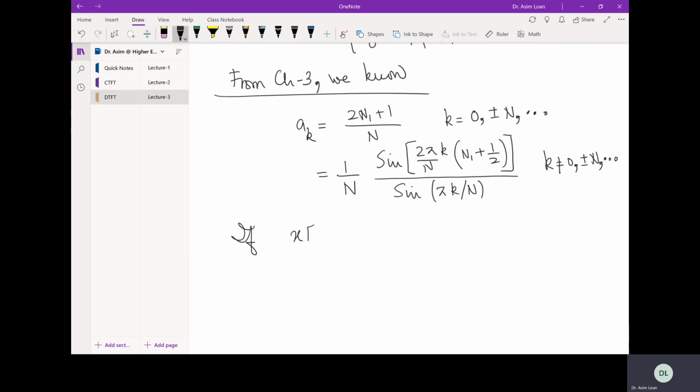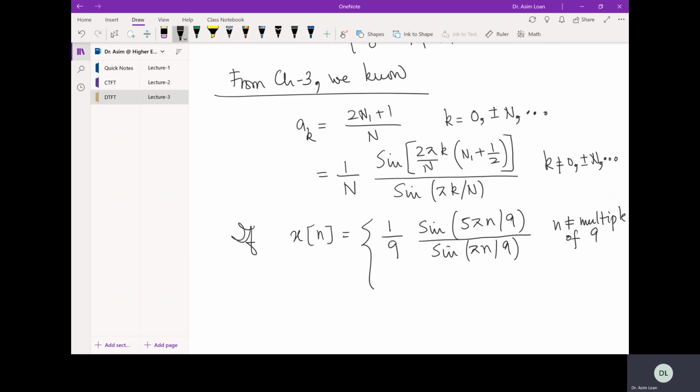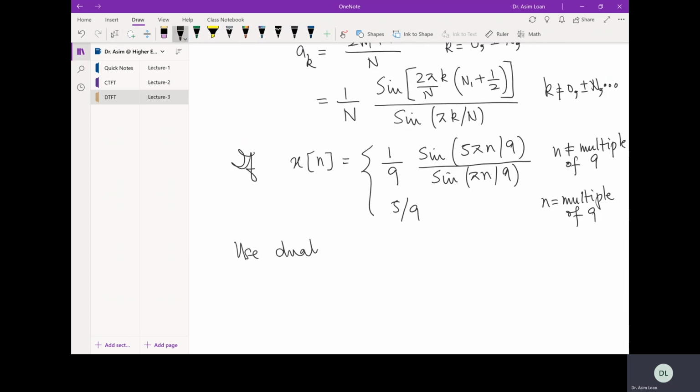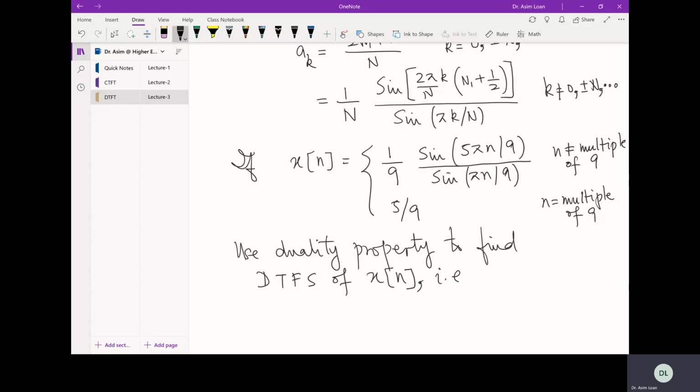So if x of n is 1 over 9 sine 5 pi n by 9 over sine pi n by 9, when n is not a multiple of 9, and this is 5 over 9, when n is a multiple of 9, then use the duality property to find the discrete time Fourier series of x of n. That is a k.